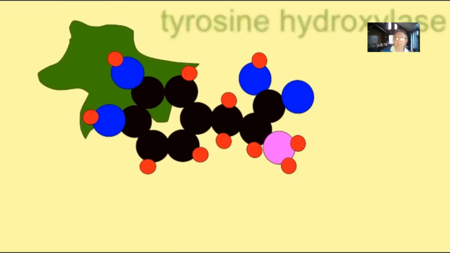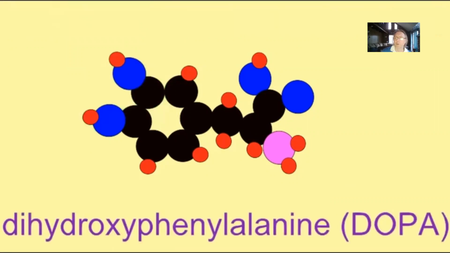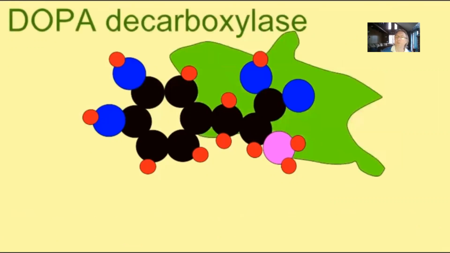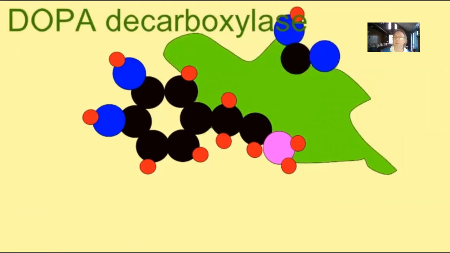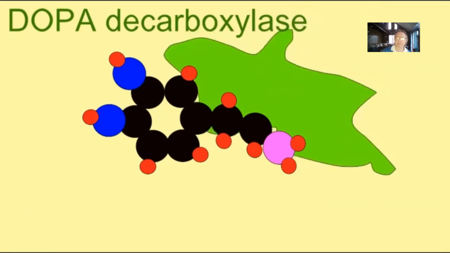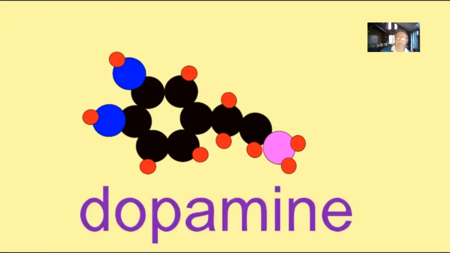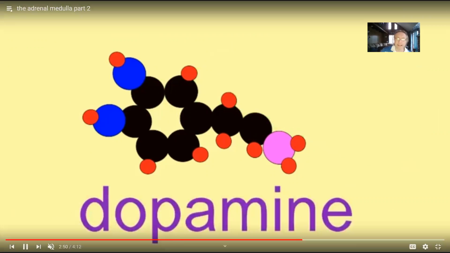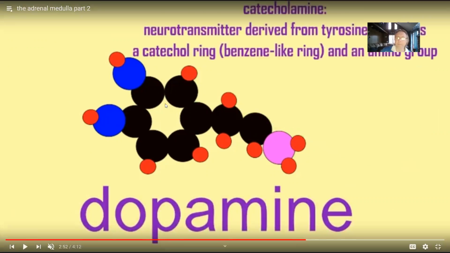And so here we turn tyrosine, which is an amino acid in your diet, into what we call dopamine, which is now a neurotransmitter. So this neurotransmitter dopamine has been derived from an amino acid. It can be called a catecholamine because it has this ring structure. It's a neurotransmitter which has a ring structure and an amino group.